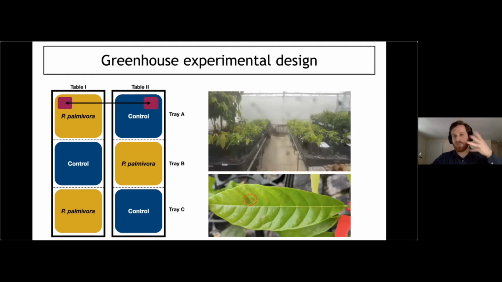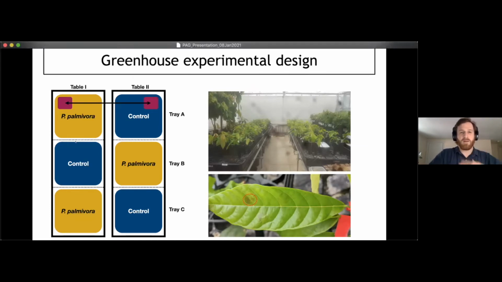We took those approximately 160 rooted cuttings and distributed them across the greenhouse in a randomized block design, which is what I'm showing you here on the left. We had 2 separate tables. Each table had 3 trays, alternating pathogen treatment or control. And what we tried to do was mirror the position of genotypes across tables. So if there was a genotype here shown in purple, we'd try to mirror its position on the other table.